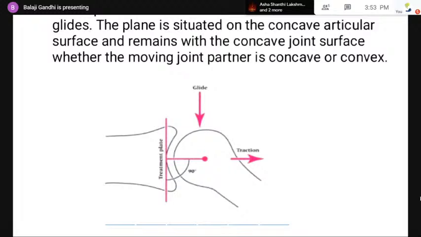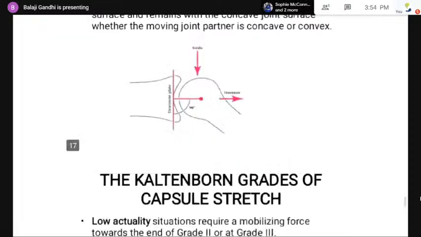Along with the traction, there's a glide. There's a glide from up, a vertical line. So this is where glide is applied. When the glide is applied, there is a gliding movement taking place between the concave and convex. There is a traction applied. The capsules around the joint will get stretched. So this is the main treatment plan of the Kaltenborn.